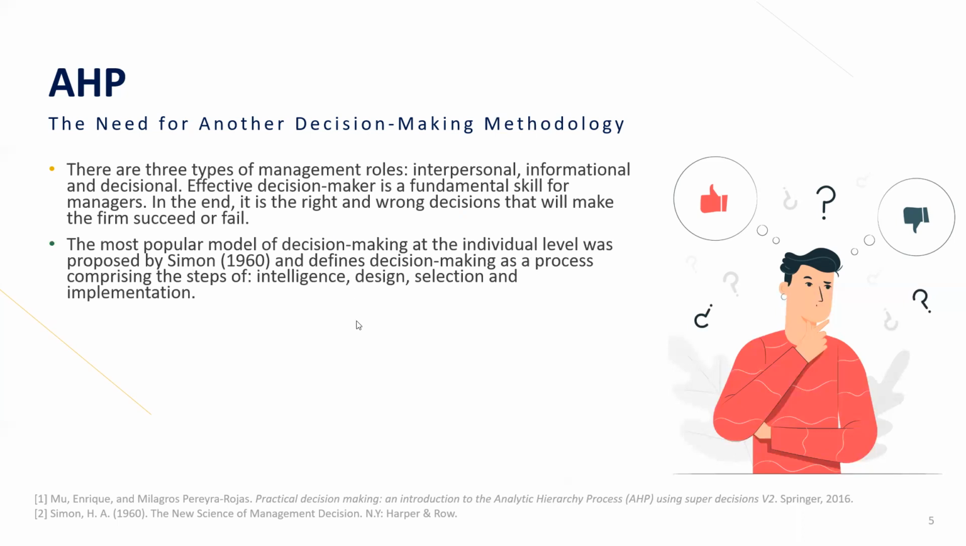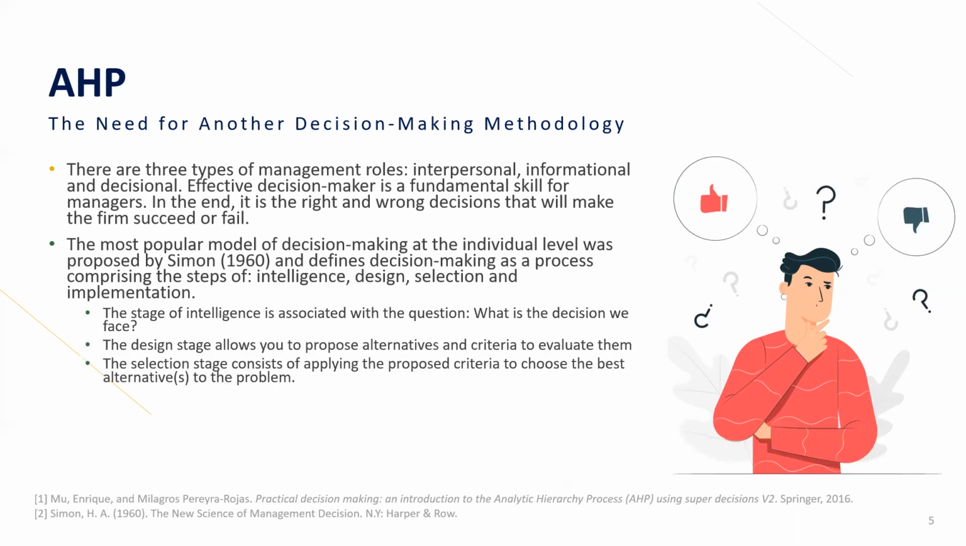Before AHP, so before 1980, decision making at the individual level, or the decision making process, was already being studied well, but mostly the decision making was considered as comprised of 3 steps. They are the intelligence factors of the decision makers, the design of the problems, and the selection and implementation of those alternative solutions.